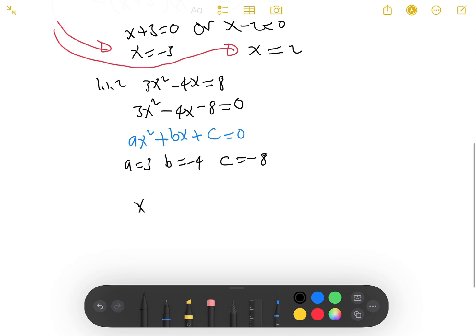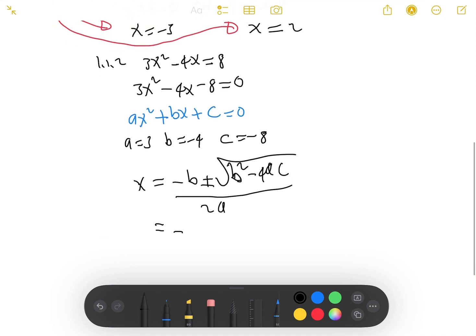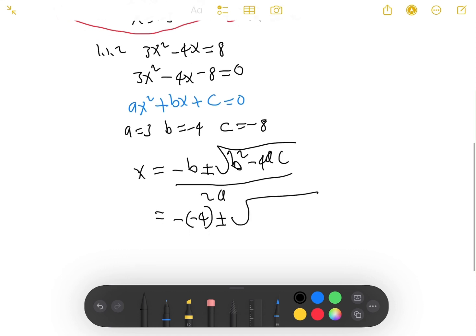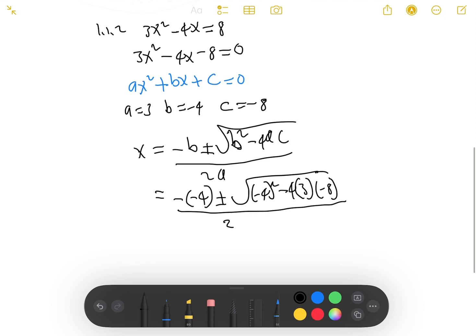So let's substitute. The original formula is x equals negative b plus or minus the square root of b squared minus 4ac, over 2a. So here we have negative, what's our b? Negative 4, plus or minus the square root. b squared is negative 4 squared, minus 4 times a, which is 3, and then our c is negative 8, all over 2 times a.